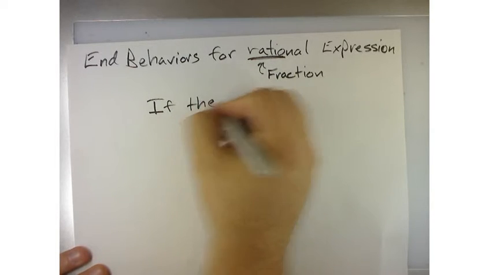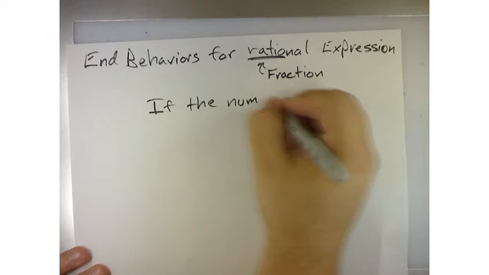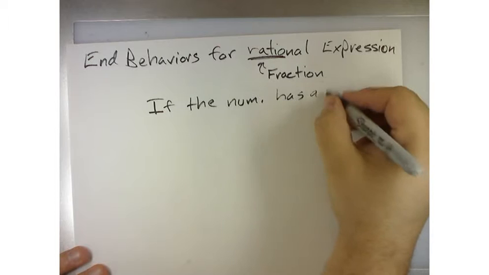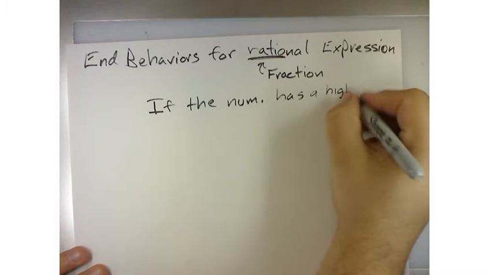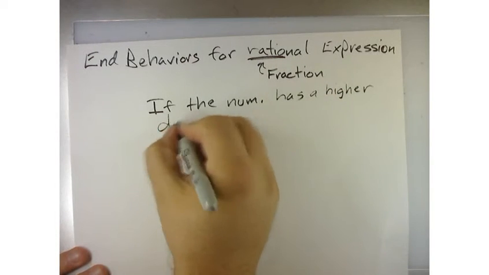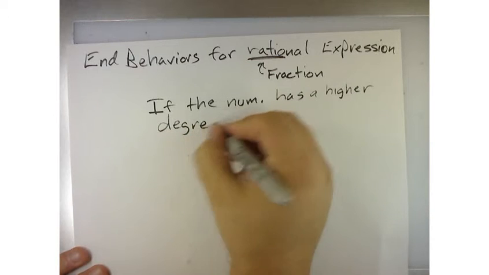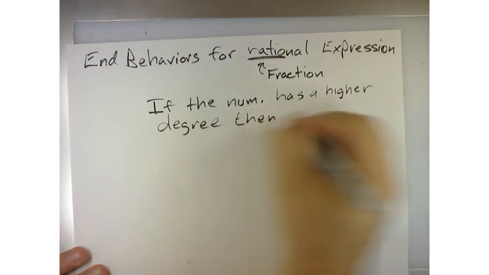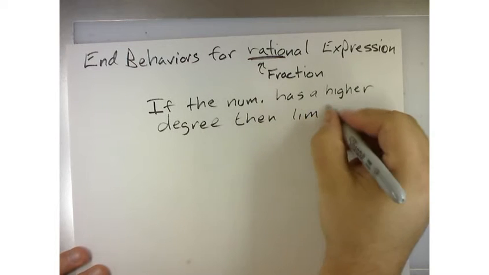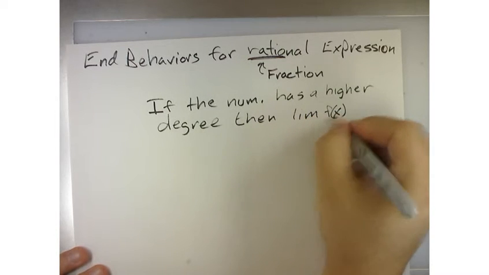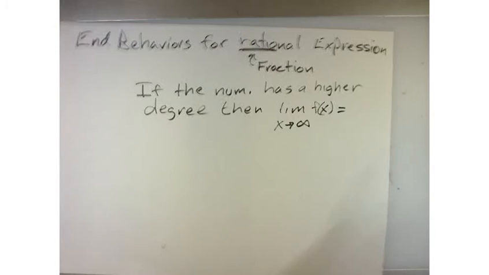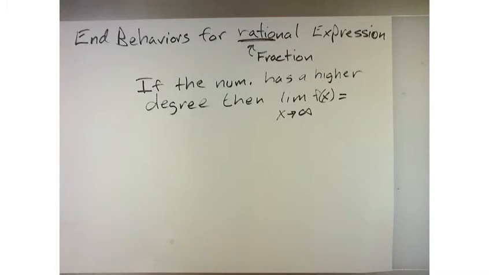How would I write this? If the numerator has a higher degree, and I'll write this kind of informally. What do we know? If the numerator has a higher degree, what was my limit as f of x approached infinity?